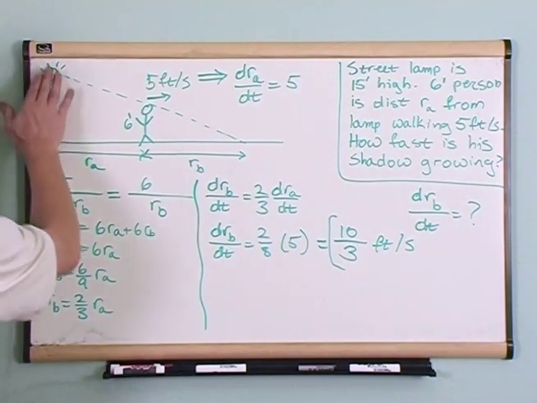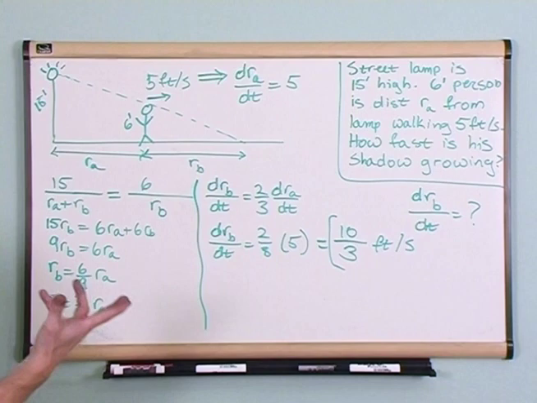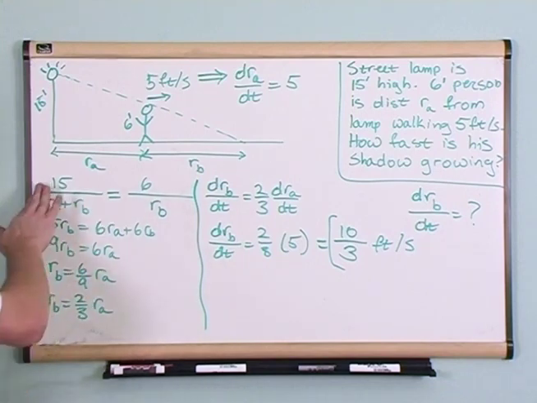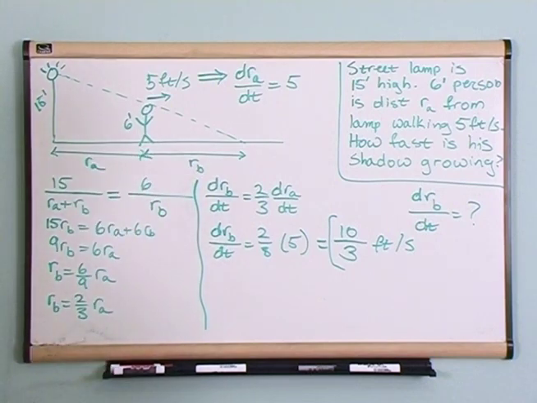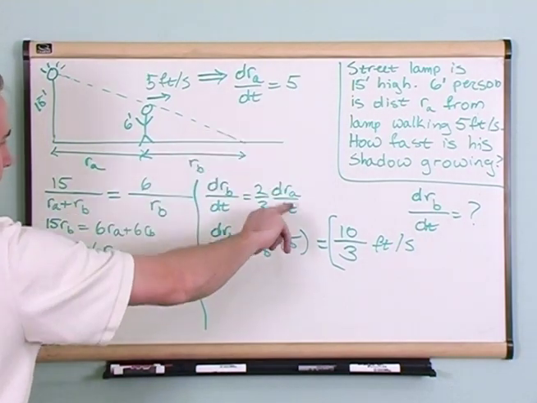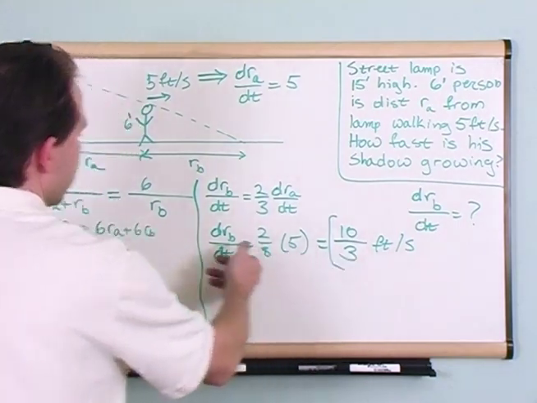So you draw your picture. You've got to find something that relates the two quantities you're interested in. In this case, we had this formula that expresses how these triangles are related. We found a formula for RB in terms of RA, and then we took the derivative of both sides, and so you end up with this. And then you plug in what you know, which is given up here, and then you end up at dRB/dt.